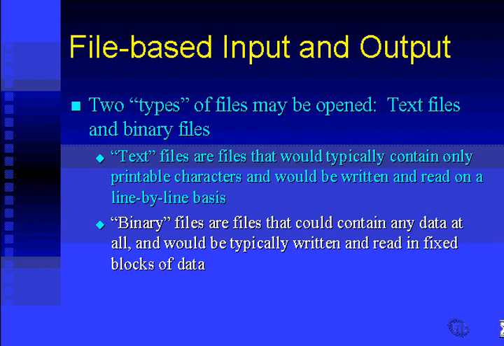With a text file, you typically read data from the file on a line-by-line basis, and you write it out on a line-by-line basis. With binary files, you typically read data in and write data out in blocks of data. You might read it in 1 kilobyte blocks at a time, or write it out in 1 kilobyte blocks at a time. Or you might write it out one structure at a time. You'll see what I'm talking about when we actually do an example of that.